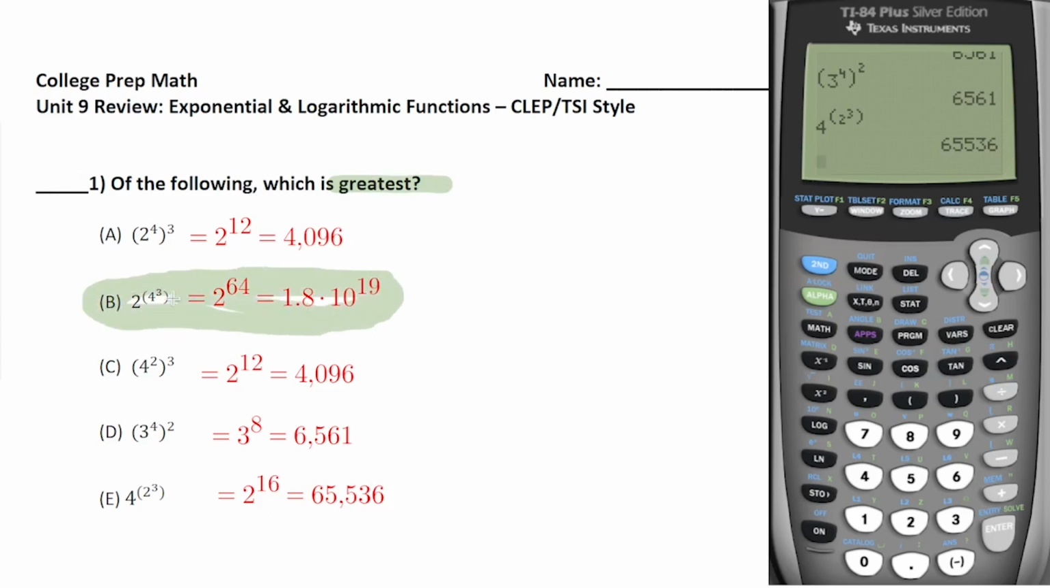So again, if you're good with your exponent properties, you might be able to figure it out without using a calculator, but you get to use a calculator on the CLEP anyway, so there's really no reason not to just throw all these in and see which one's bigger.